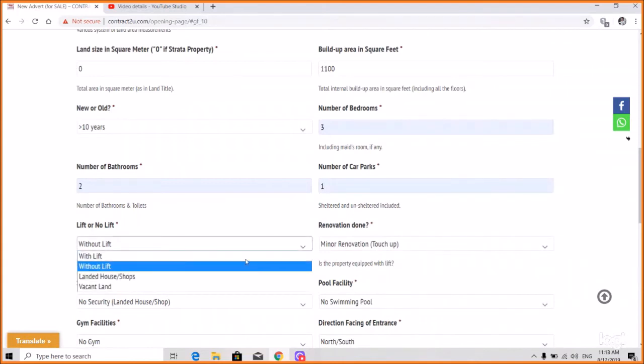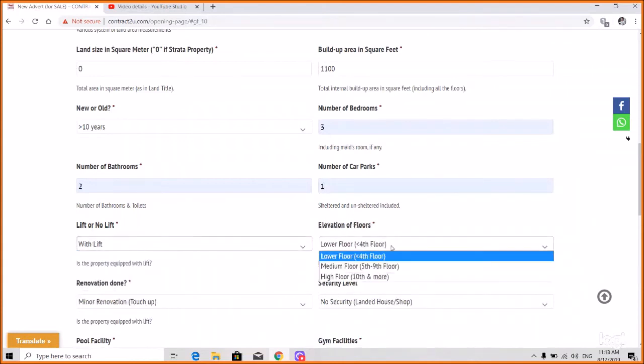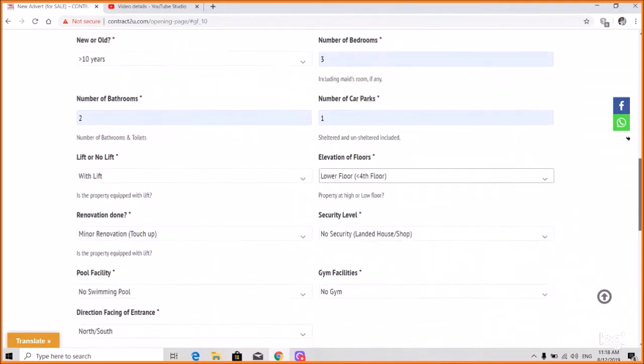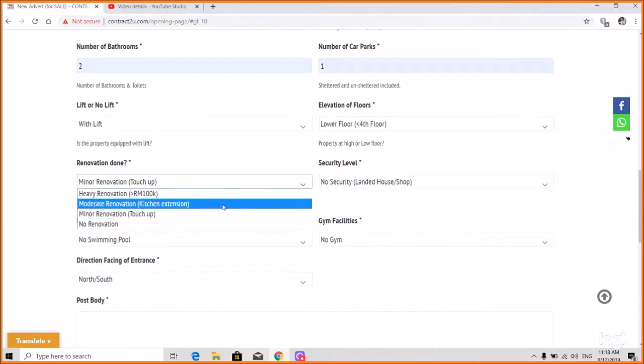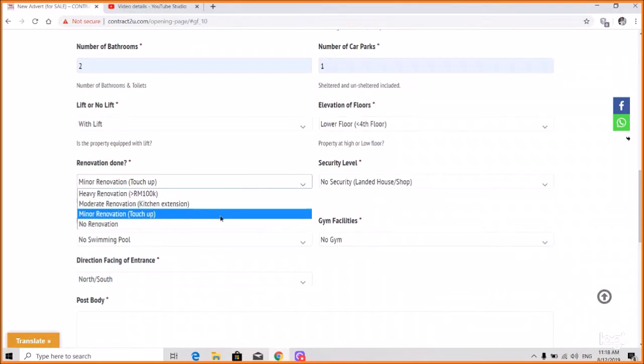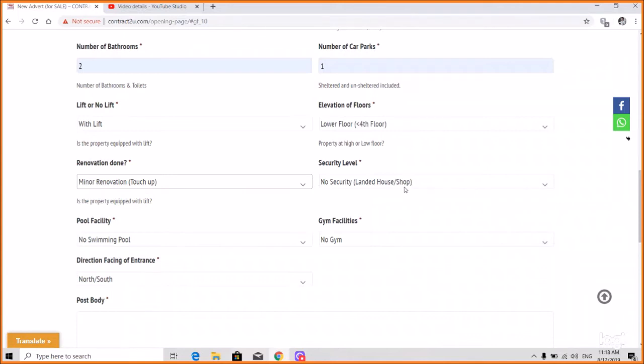And then lift, with lift. And then what is the flooring? Let's say this is on a lower floor, lower floor less than the 4th floor. So it's probably the 2nd or 3rd floor. And then renovation done, yes, minor renovation touch-up. There is no extension, because it's usually a condominium, just an inside renovation.